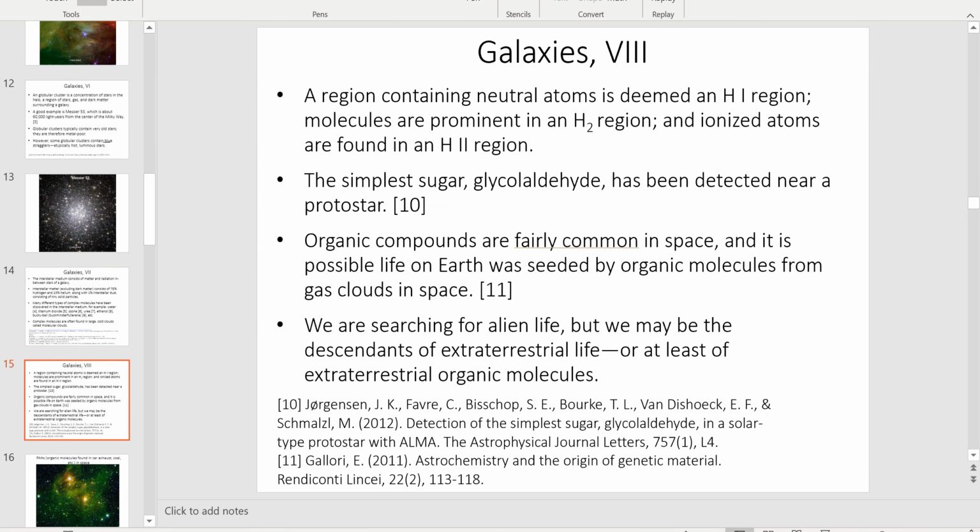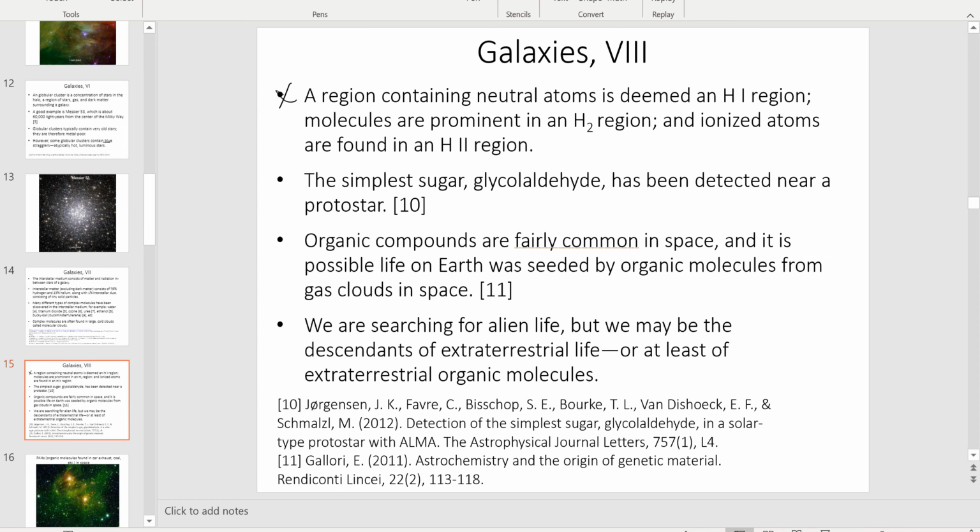I want to skip most of this slide because most of it is extraneous information. There are different regions that we define based upon what they contain, whether they're neutral atoms or molecules. I don't want to bother with that. There's already too much information, so don't worry about this bullet point.